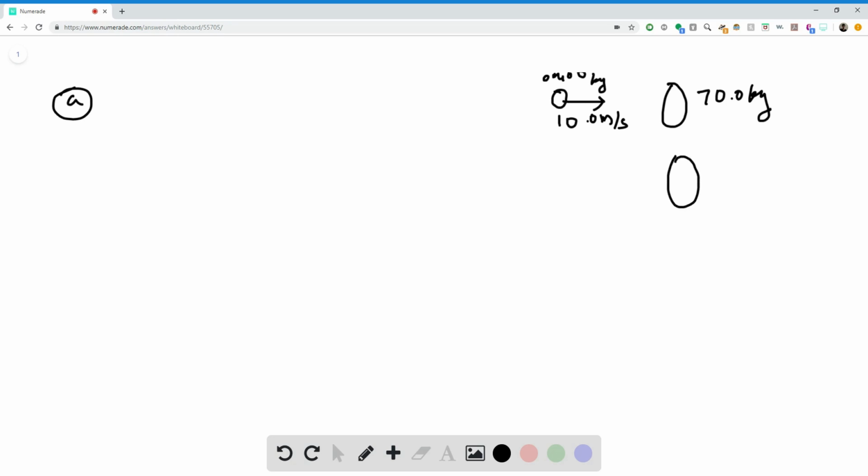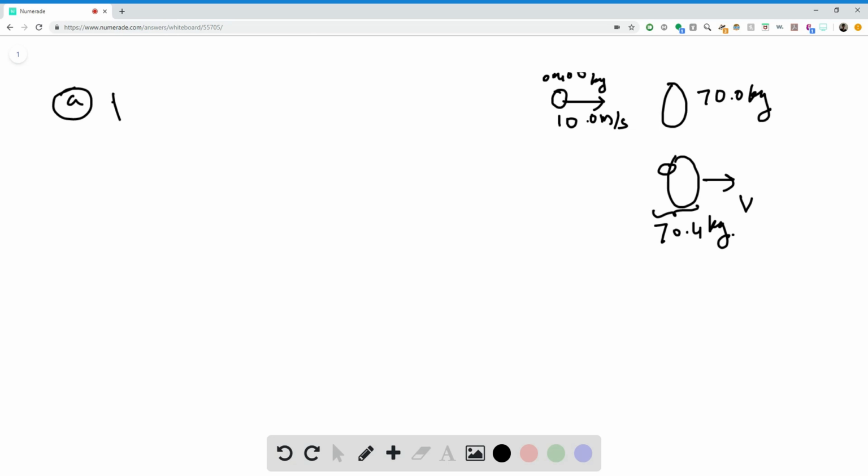you catch the ball and because of the initial momentum of the ball, you start moving with velocity v. But because you caught the ball, the total mass would now be 70.4 kilograms.